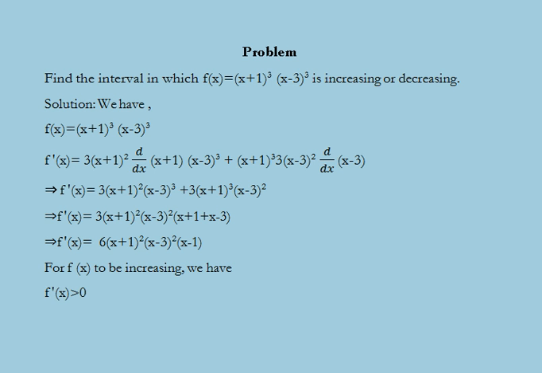Now for f(x) to be increasing, we must have the derivative f'(x) greater than 0. Thus 6 into (x plus 1) whole square into (x minus 3) whole square into (x minus 1) is greater than 0. This implies that x minus 1 is greater than 0, which further implies that x is greater than 1, for interval x belonging to (1, infinity). So f(x) is increasing on interval (1, infinity).